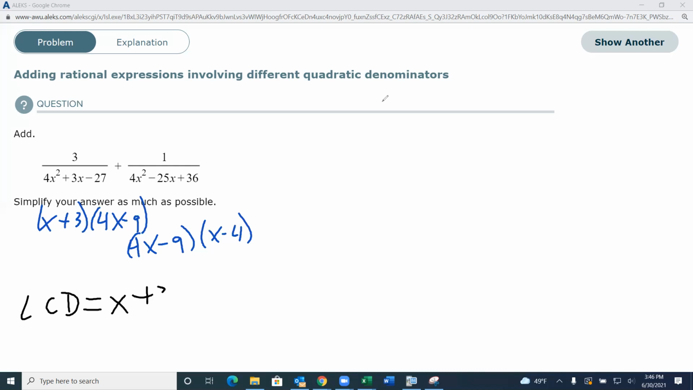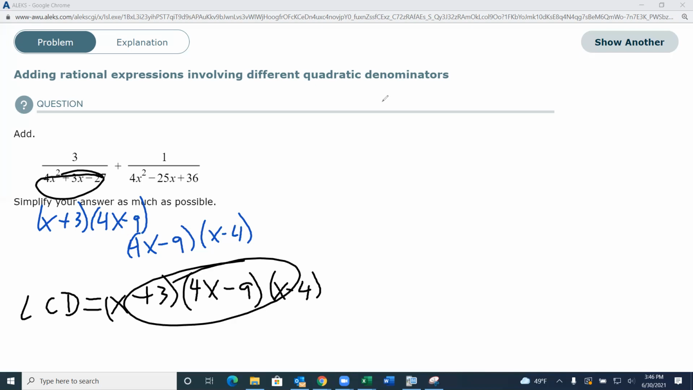So we need a factor of x plus 3. Cool. And we need a 4x minus 9. That takes care of the first denominator. Second one says I need a 4x minus 9. Already there. And I need an x minus 4. Got it. Okay, so what do I multiply the first denominator by to get the LCD? Well, it already has the x plus 3 and 4x minus 9. It is lacking the x minus 4.